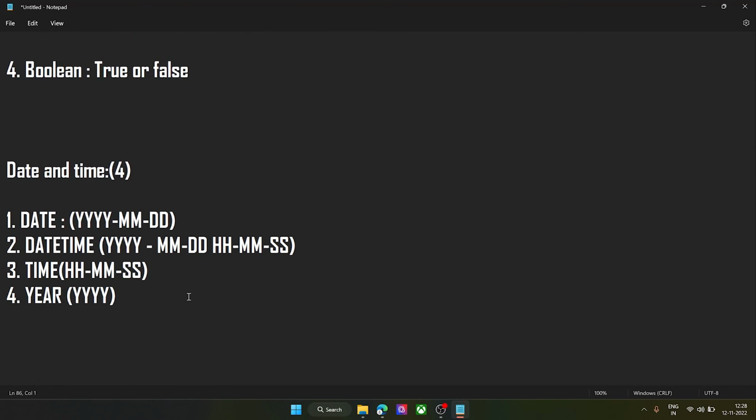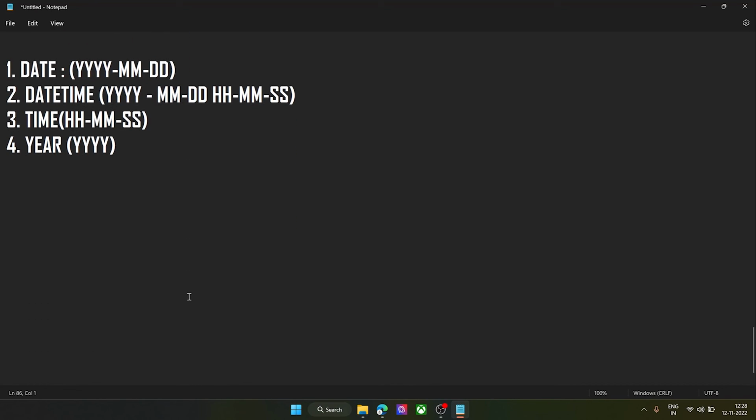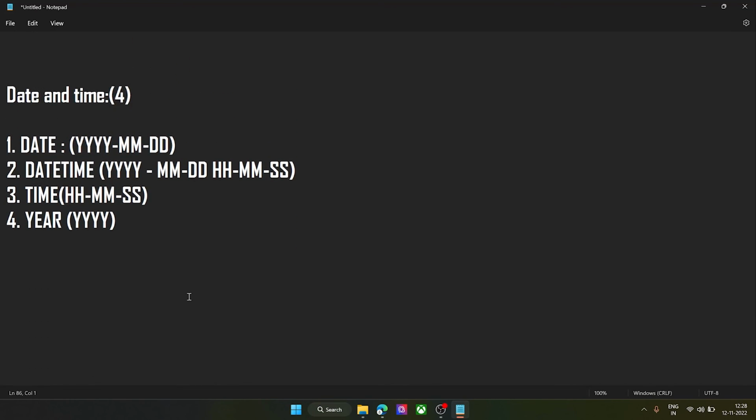And the third category of data type is date and time. Date and time have 4 different formats. One includes only date, another is date included with time, the third one is time, and the fourth one is year. So it will be like YYYY-MM-DD format and HH:MM:SS format.